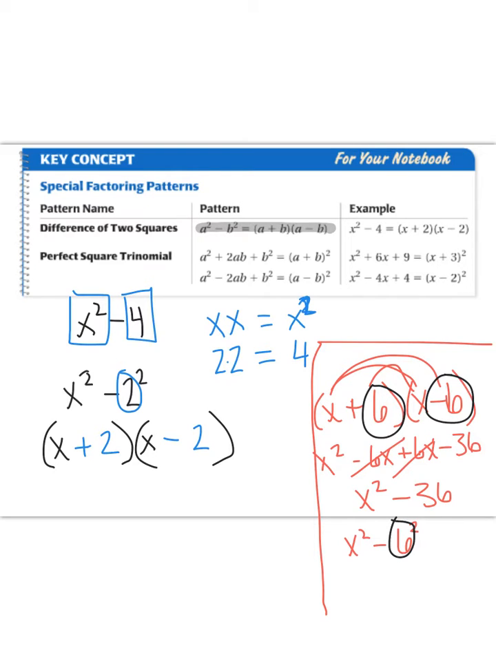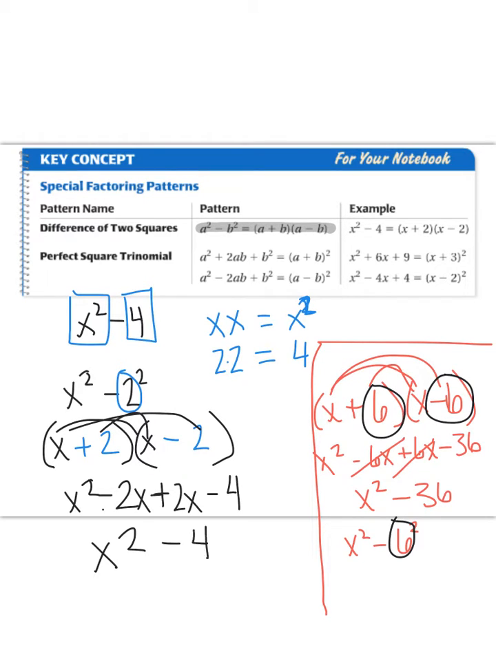So let's check our answer. If I FOIL this out, do I get the same thing I started with? And the answer is yes. So we factored correctly.